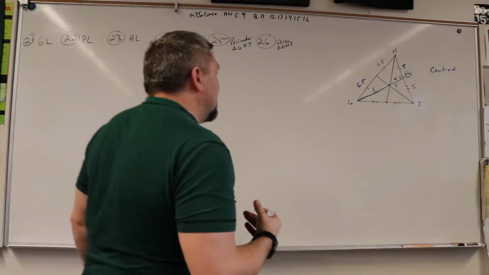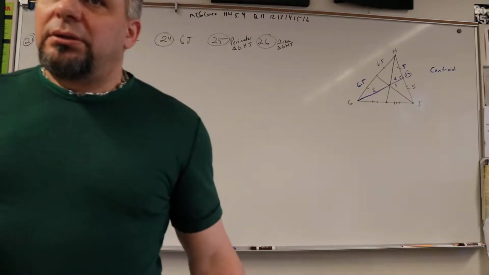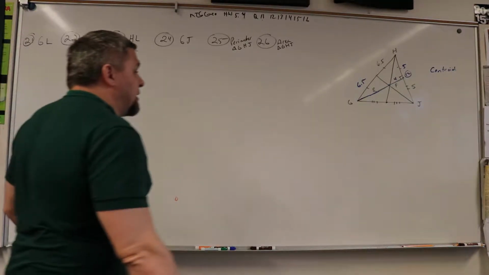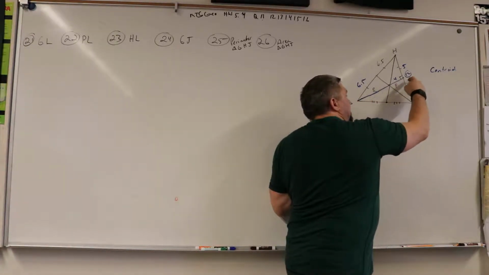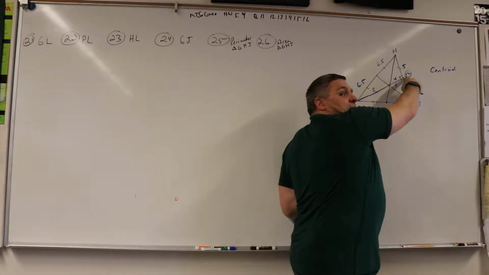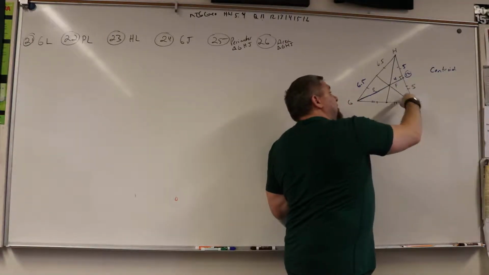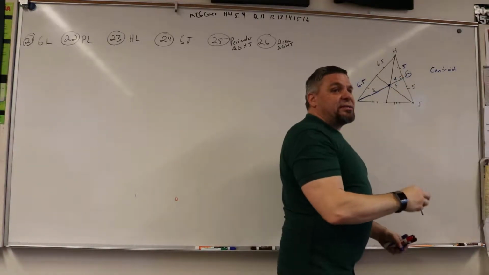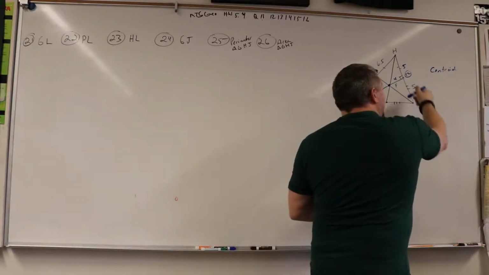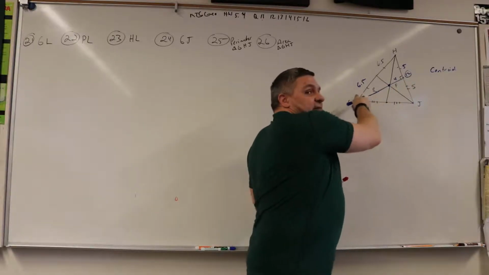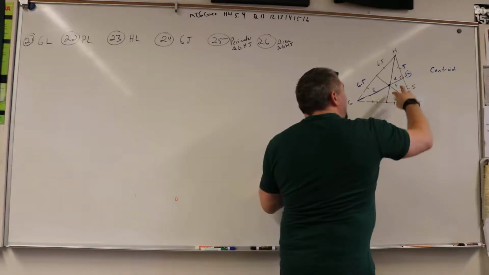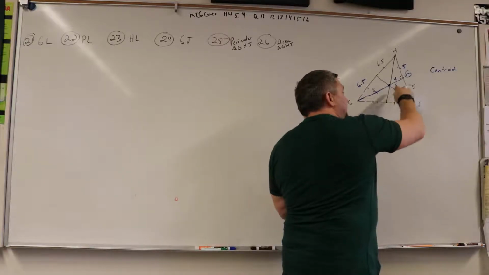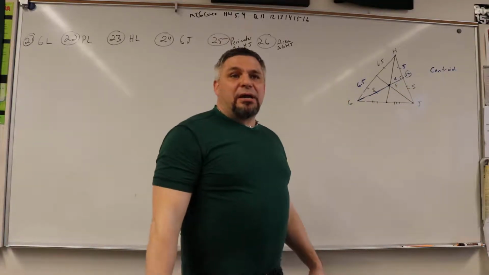GL. What's a centroid? A centroid is when you take the vertex and you go to the midpoint, right? And it creates 3 pieces. This is a piece, and this is 2 pieces, right? So this is always half of this piece. Okay?